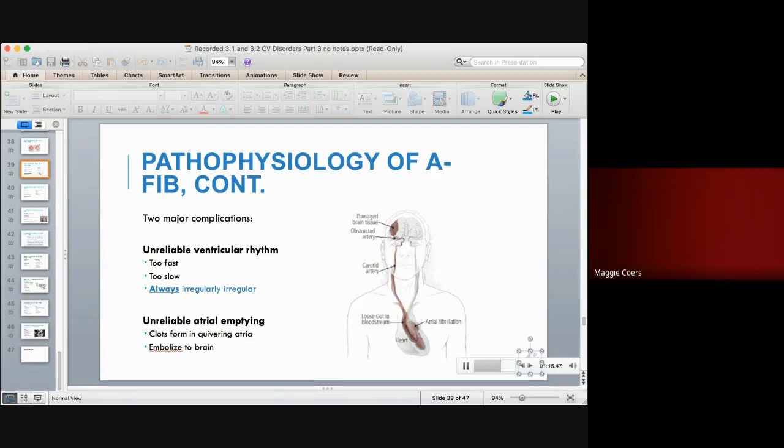There's also unreliable atrial emptying. So the two major complications are unreliable ventricular rhythm, too fast, too slow, where the ventricles can't fill or empty and we have decreased cardiac output, and unreliable atrial emptying. If the atria can't empty all the way because of the irregular beat, then we have pockets of blood sloshing around in the atria. What can happen is they can clot, and that clot can embolize to the brain. That's what the picture on the right is depicting.